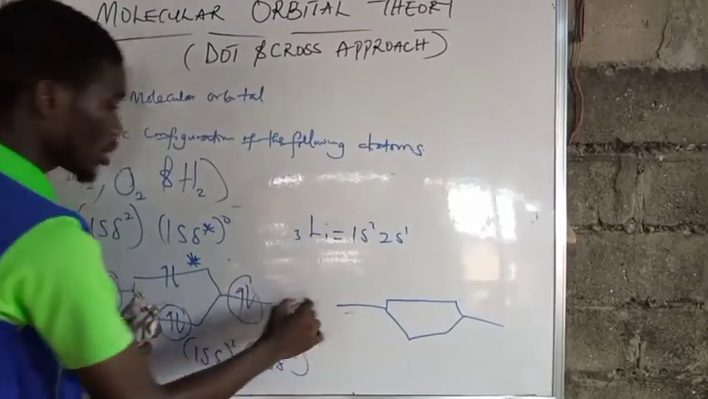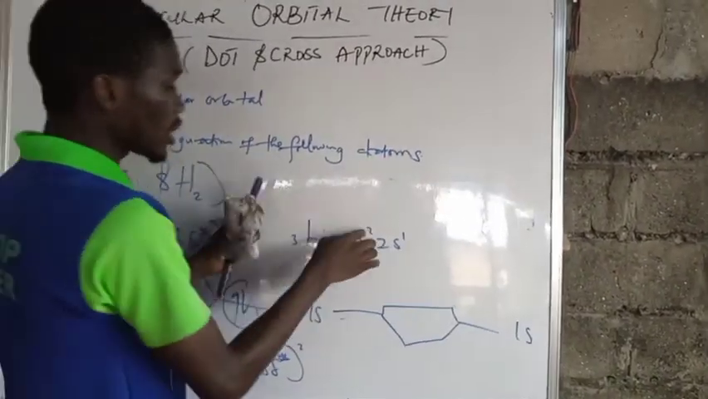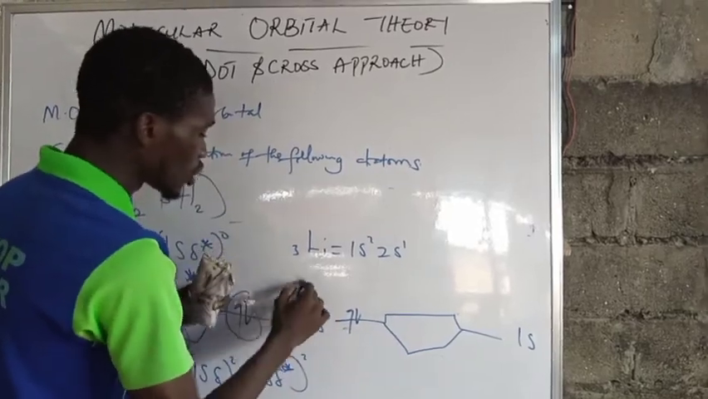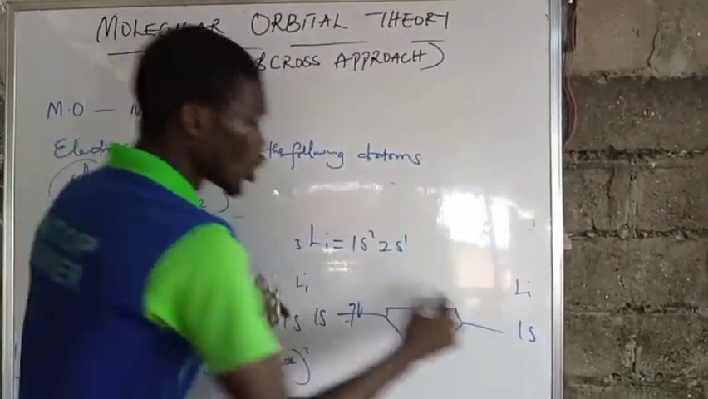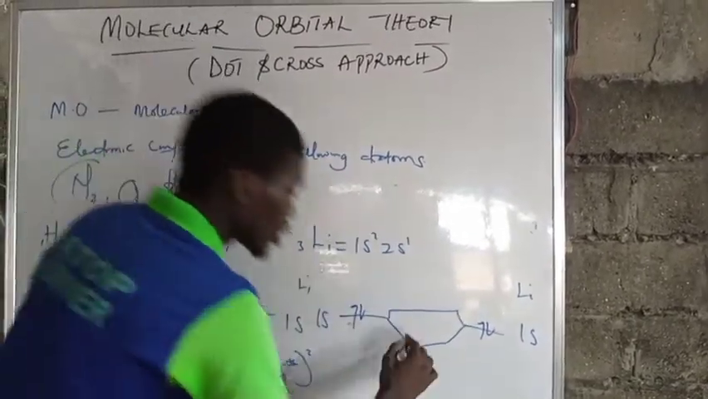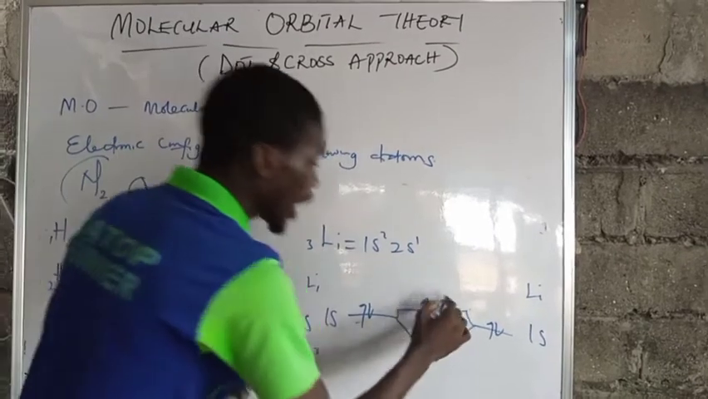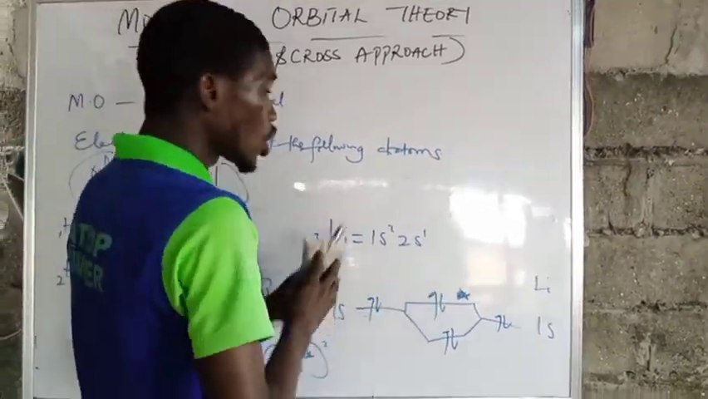So I have this 1s, 1s, and note the 1s here is 2. So 1, 2, and mind you, we have 2 lithium, that is, they are diatoms. So 1, 2. This will come here. This also will come here. And don't forget, you have to asterisk this place to show that you have an antibonding orbital.